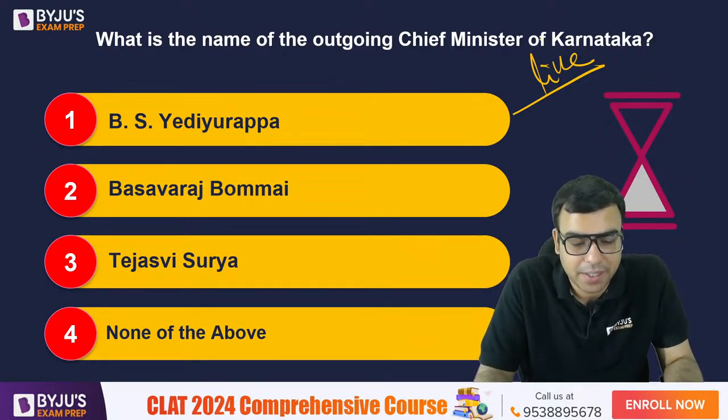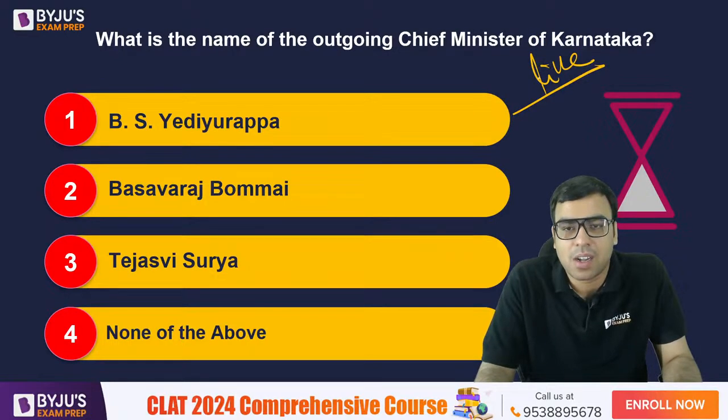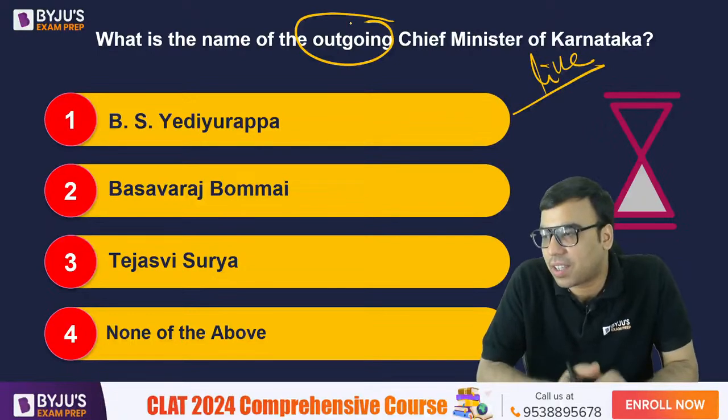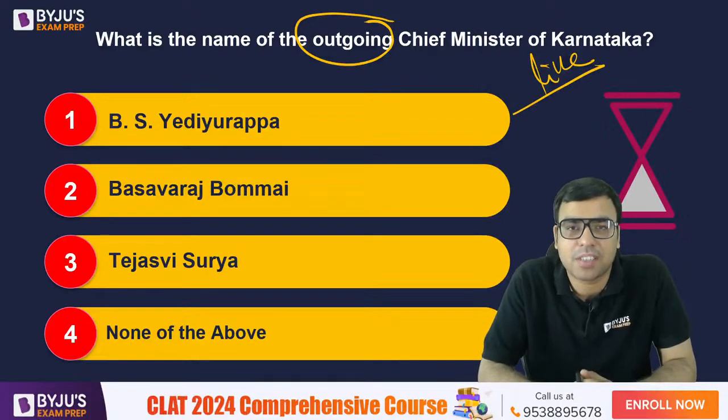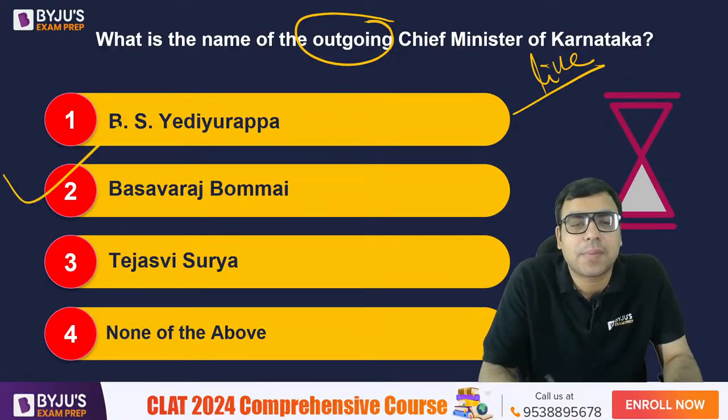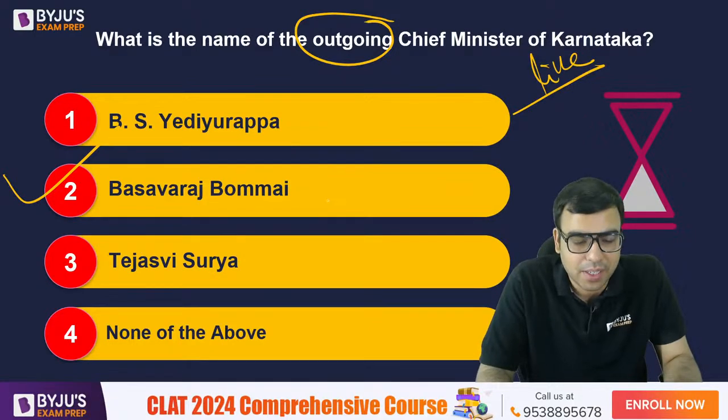What is the right answer? Outgoing means who was the Chief Minister before this election, before the new Chief Minister was elected. The right answer is yes, Mr. B.S. Bomai, Basavaraj Bomai. So B is the right answer.